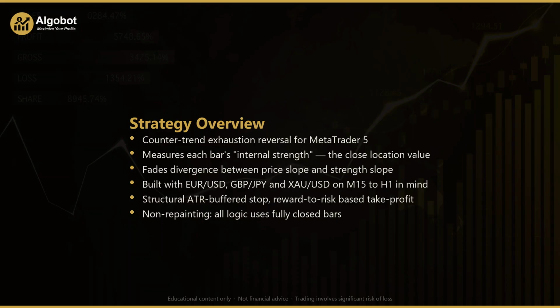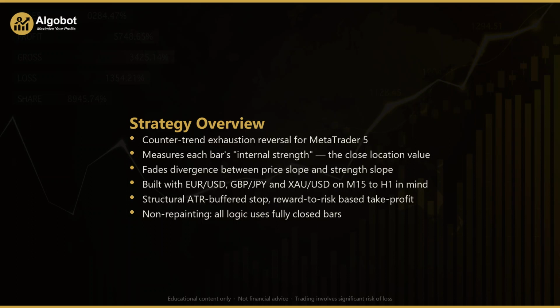Now here's the tell it's hunting for. In a healthy up move, price rises and bars keep closing high inside their range. Strength rises right alongside price. The warning sign of exhaustion is when price keeps grinding out higher closes, but that internal strength line is quietly falling. Each new high is being sold into, and closes are creeping back toward the lows. That's bearish divergence at a top, and the strategy fades it with a short. The mirror image, price making lower closes while internal strength lifts, because sellers can no longer close price on the lows, is bullish divergence at a bottom, and the strategy fades that with a long.